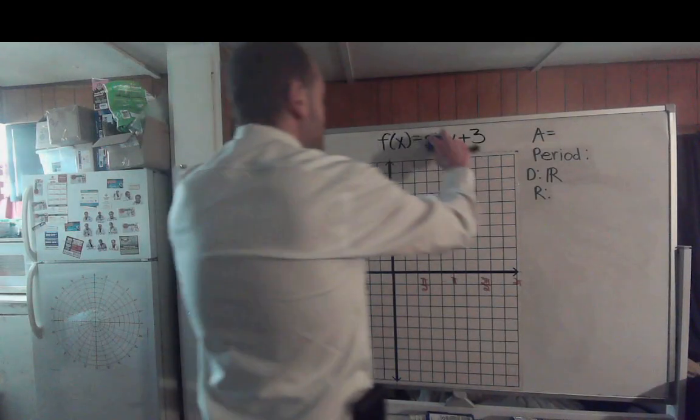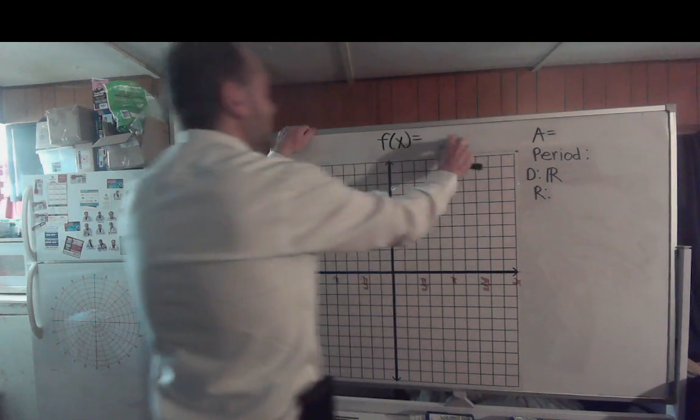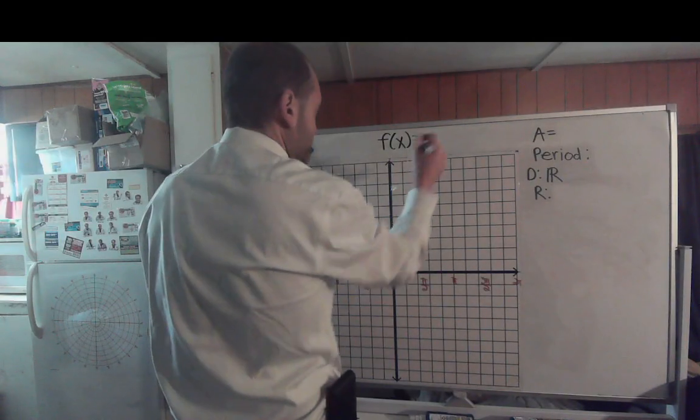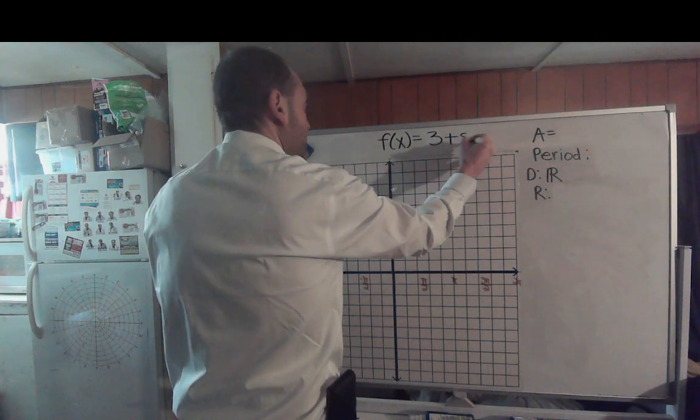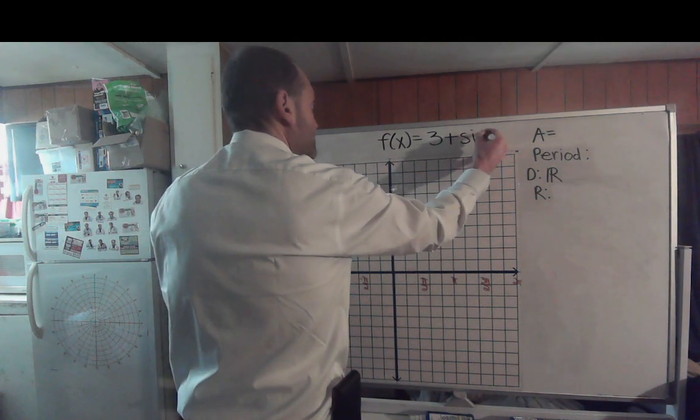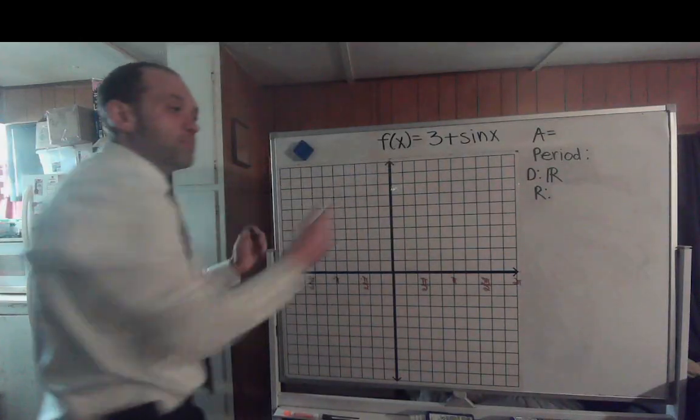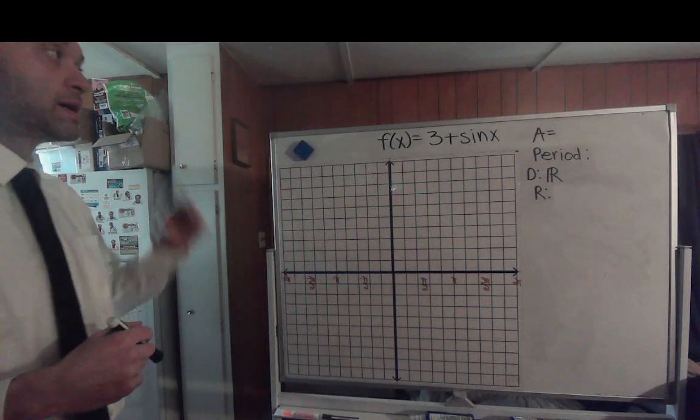Actually, it's probably best if I do this, because that could look like the sine of the quantity of x plus 3. We don't want to do that. Let's say we have 3 plus the sine of x. That's probably the better way to write this.